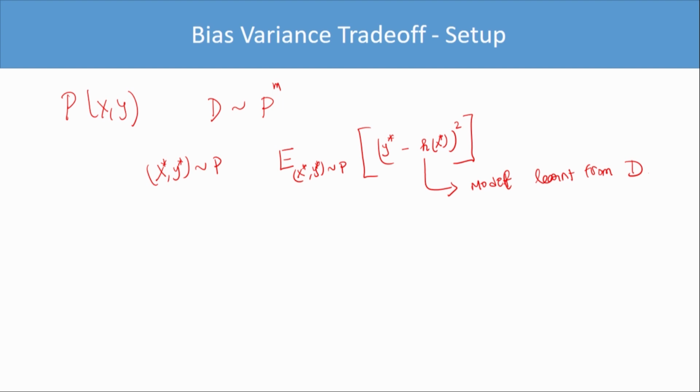From D, which is the training, right? And that training also came from the same P, right? So this is what I'm interested in, right? So a good model would minimize this, would have this as low as possible.